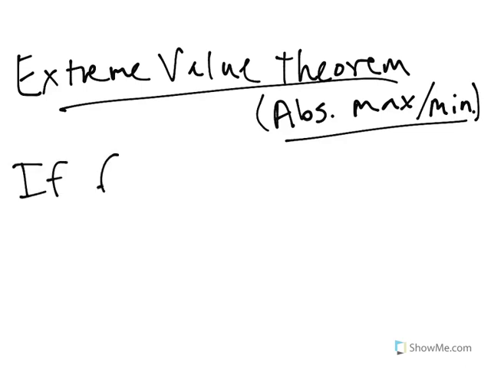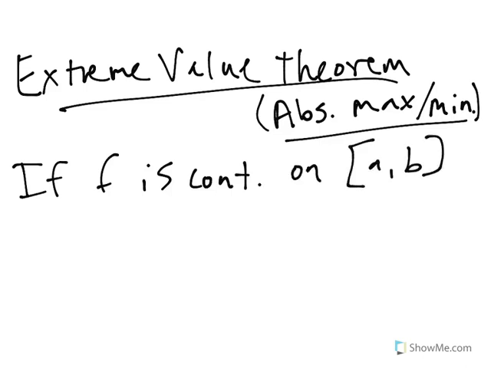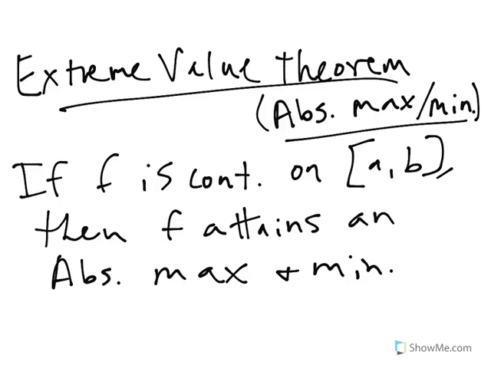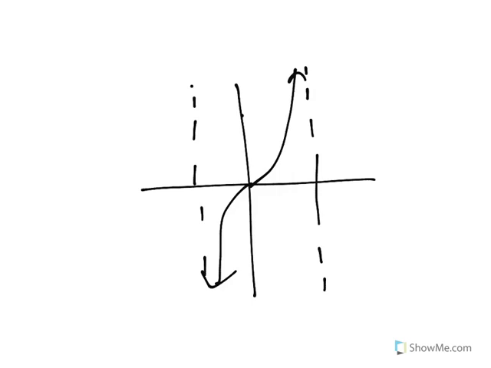It says if f is continuous on a closed interval from a to b, then f attains, or has, an absolute max and min, both. You might think about an example, because this isn't true for every function. Not every function has an absolute maximum or a minimum. Here's a good example: think about the tangent function, which has vertical asymptotes. You might say there's no absolute maximum or minimum of the tangent function.